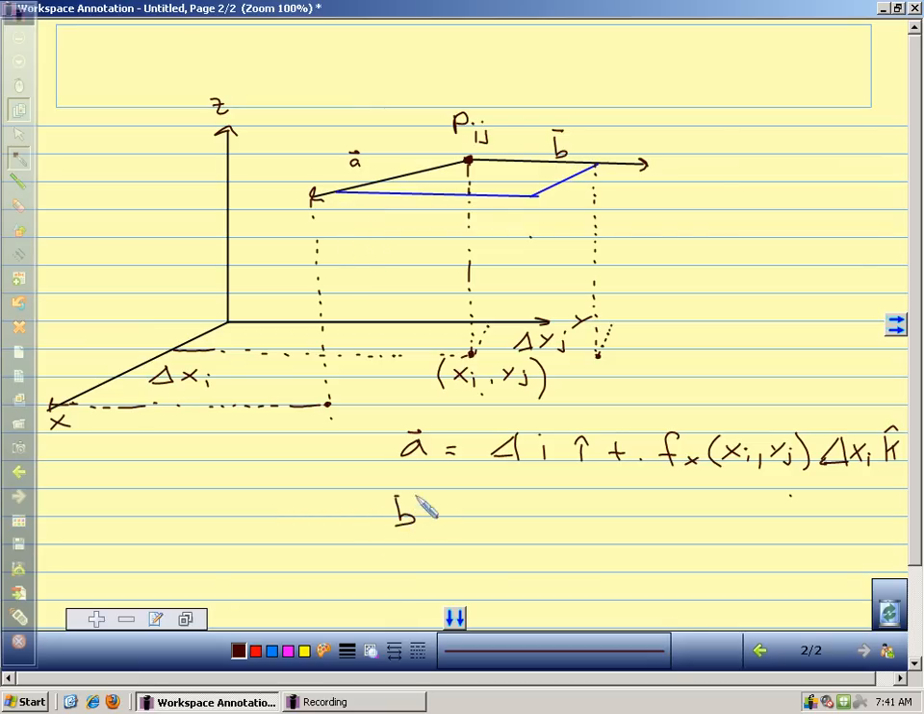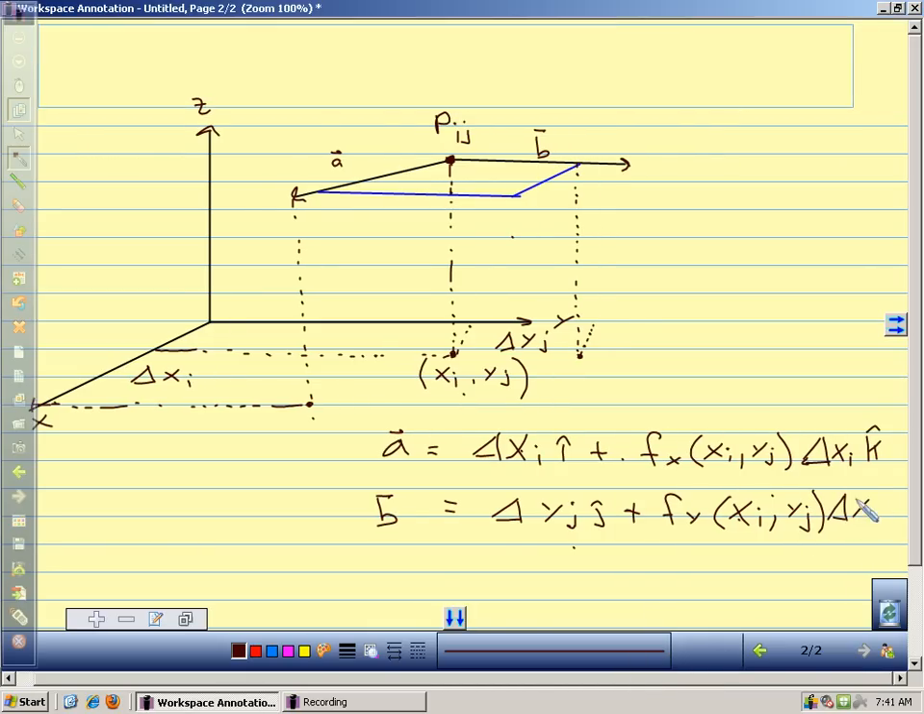And B is going along in the y direction. B is going to be delta y sub j in the j direction, plus f sub y, the partial with respect to y, at our point, times delta y sub j in the k direction.